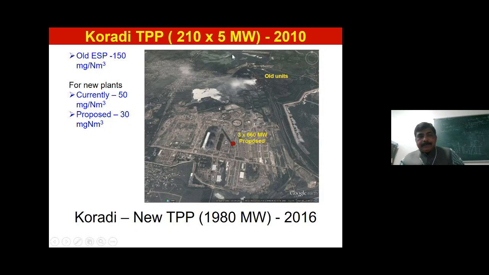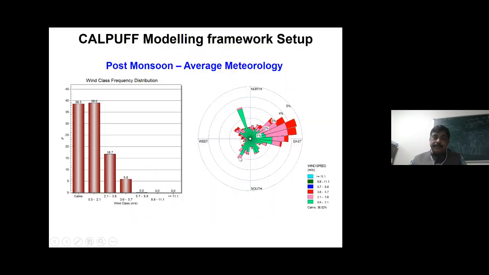This is Koradi, 5 plants of 210 megawatt. Here you can see the old units, then the new plant, 660 by 3. All 3 plants are emitted through one chimney of 275 meters. So from one point, the emission of a 1980 megawatt capacity power plant is released. How does it affect the surrounding region?